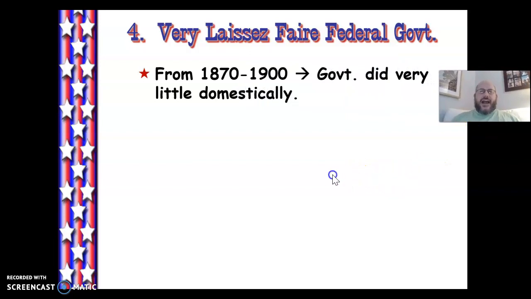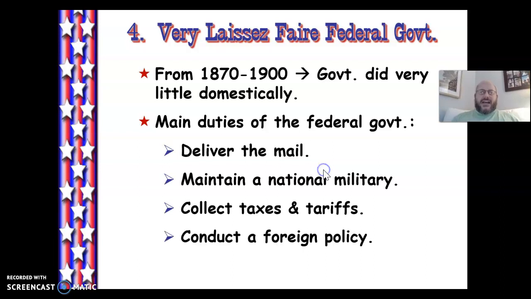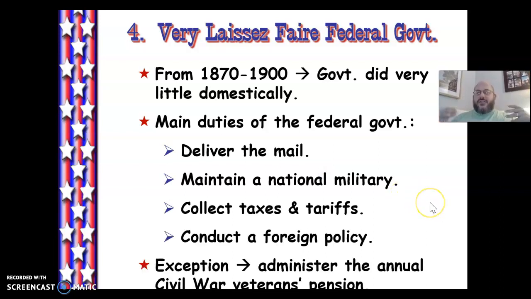We've already talked about how, in terms of the role of government, it was very limited at this time period. We looked at the role of the government is to make sure the mail is delivered properly, make sure you maintain national defense, make sure that you are collecting tariffs and federal taxes, on excise taxes and stuff like that.